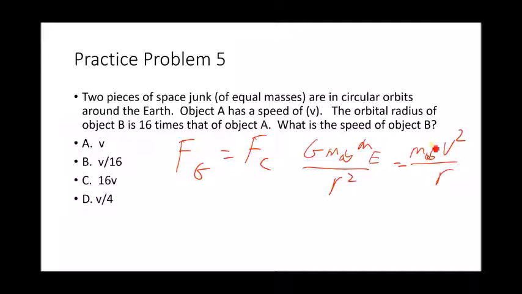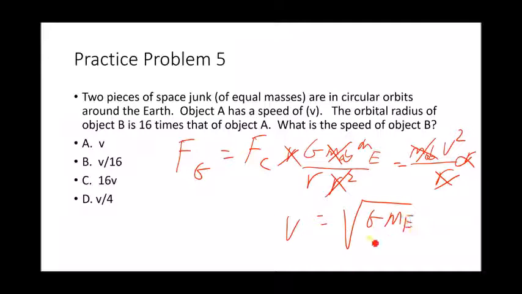So what we can see, again, is that the mass of the object cancels. If we solve this out for, in this case, v, multiply both sides by r. That cancels one of these here on the bottom. So we end up with v equals the square root of g me over r.